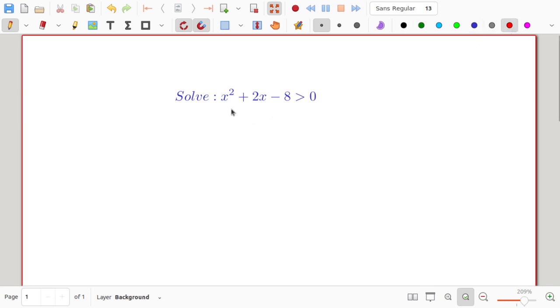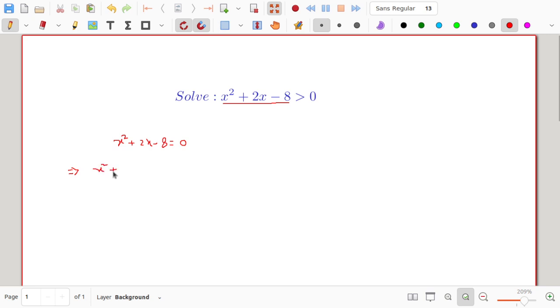What is the first step? First step, we'll take the left hand side of the inequality, x square plus 2x minus 8, and set it equal to 0. Then this is a quadratic equation. We'll just solve this quadratic equation in whichever way you can solve it.